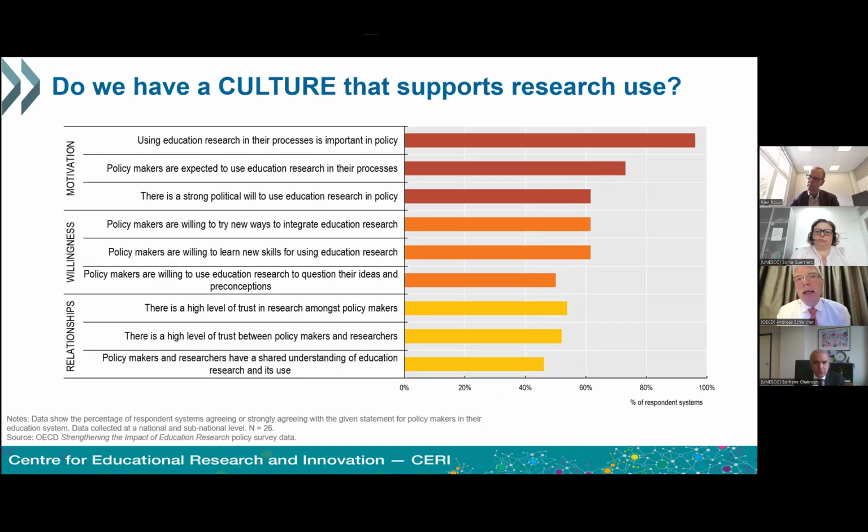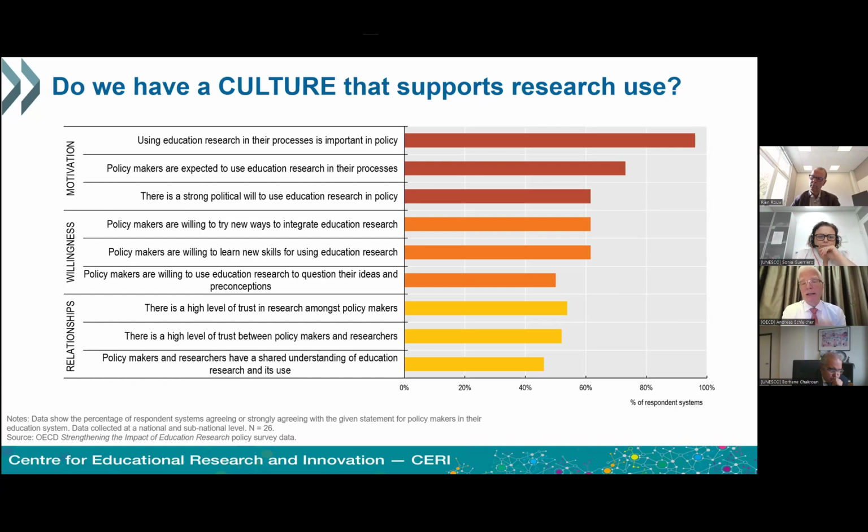I also want to look at the culture that supports research use. The SERI study looked at this in quite some detail, and the motivation is there. Education systems responded positively that they use education research in their process and that this is important for policy, well understood. Policymakers are expected to use education research in their processes, well understood. But when you get to the next layer, the willingness of people to try new ways to integrate education research, you're down to 60%. Policymakers willing to learn new skills for using education research, down to 60%. So that's where you can see the challenges, the capacity, willingness to do that.